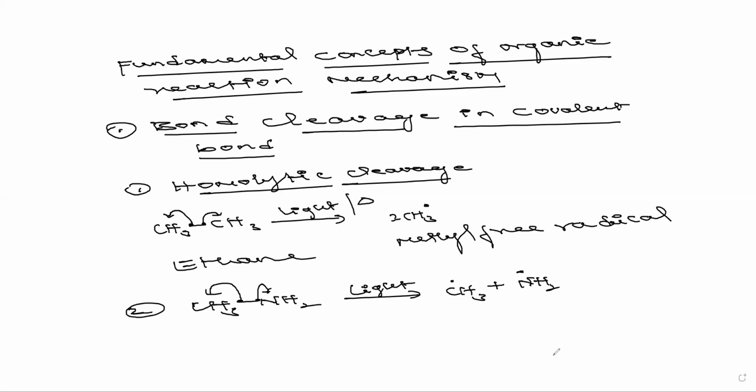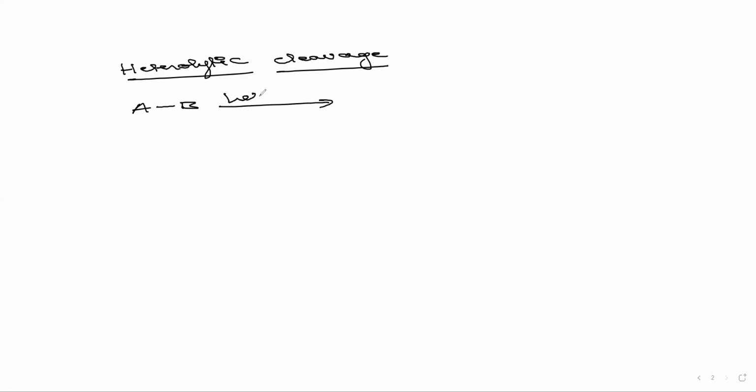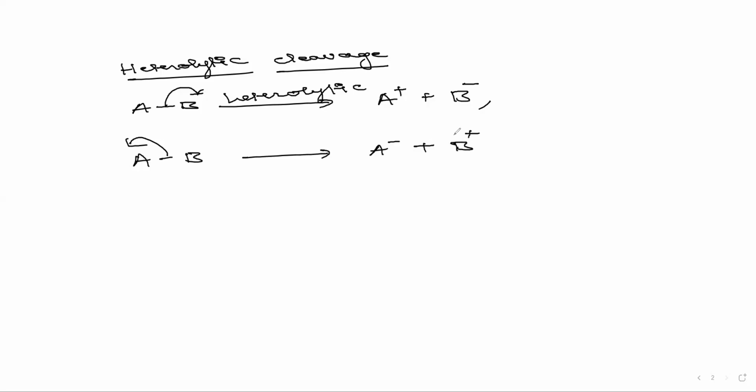So next one, heterolytic cleavage. In heterolytic cleavage, for example AB is undergoing heterolytic cleavage or heterolysis. Both the electrons are taken by one atom. So that time one atom becomes positive and another atom becomes negative. One more possibility is A can take both the electrons, and A becomes negative and B becomes positive. So these are the possibilities. That time two ions are possible.